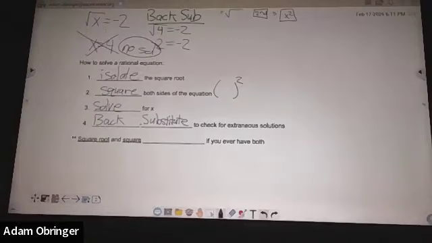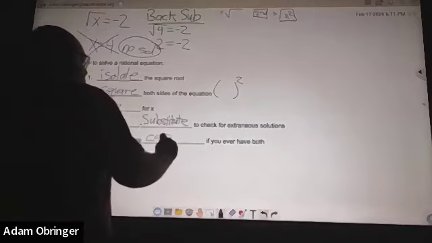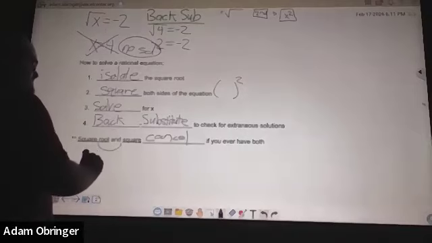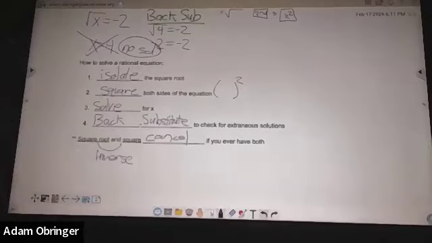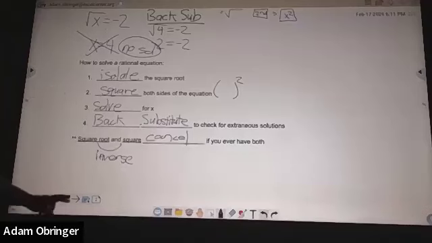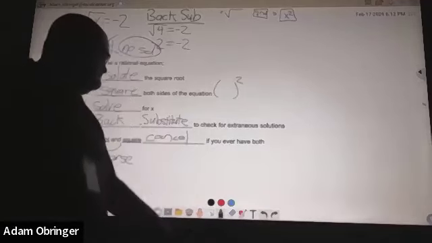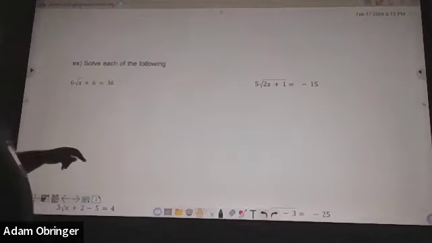A good thing to keep in mind, square root and square cancel. If you ever have both, we call these inverse. Works the same way if you have add and subtract, multiply and divide. Square root and a square, they cancel one another. So on the next page, we will have some examples to look at.